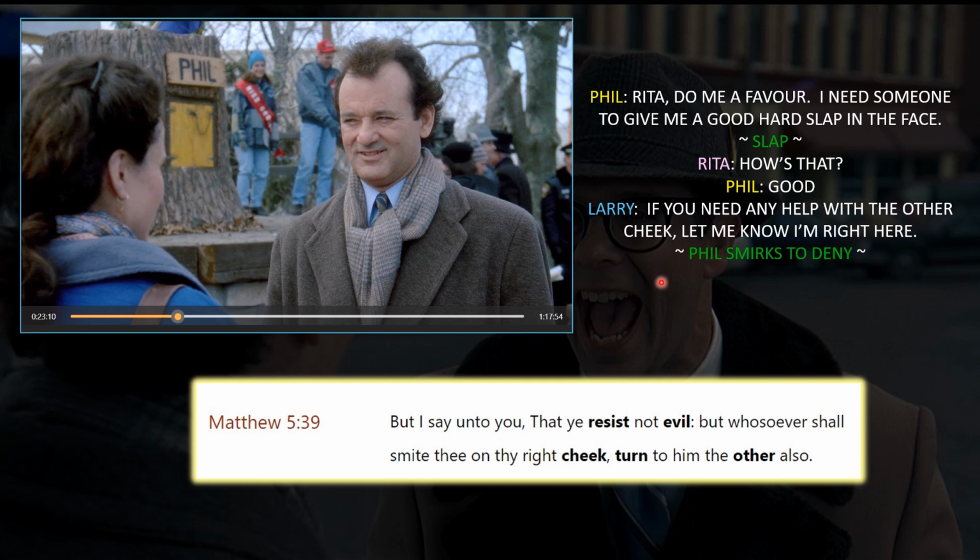What Larry here is referencing is one of Jesus' primary teachings about turning the other cheek from Matthew 5:39: "But I say unto you that you resist not evil, but whoever shall smite thee on thy right cheek, turn to him the other also." So here's a perfect example of Phil denying Christ, dooming him to repeat another day in Punxsutawney.